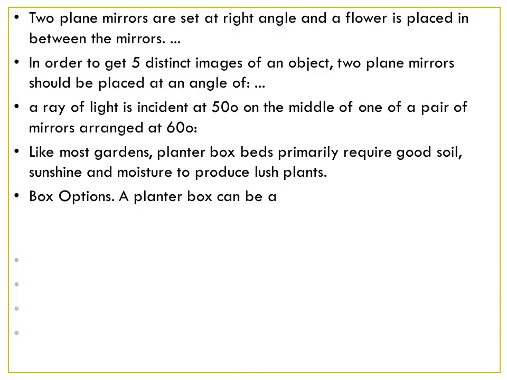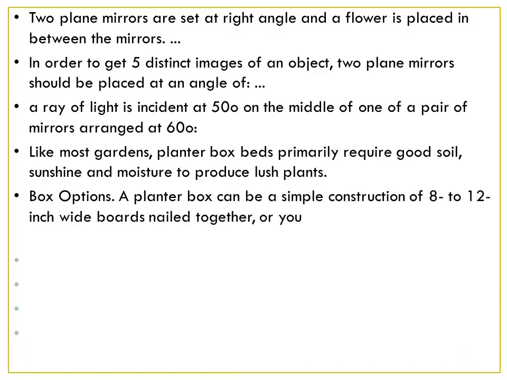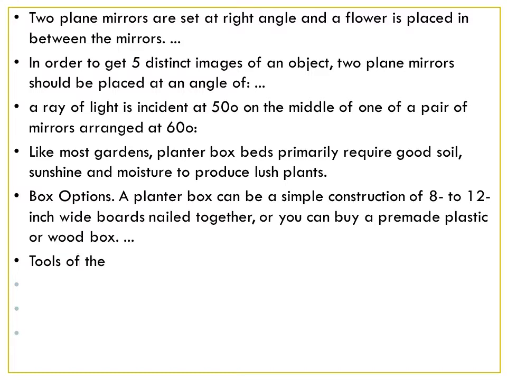Like most in the gardens, what happens? Planter box beds primarily require what? All they need to make a garden in a small plant box. It requires good soil, sunshine and moisture to produce lush plants. What are the box options? A planter box can be a simple construction with 8 by 12 inch wide boards nailed together, or you can buy a pre-made plastic or wood box. Tools of the trade, soil solutions should be put in it. It should cover up and it must.